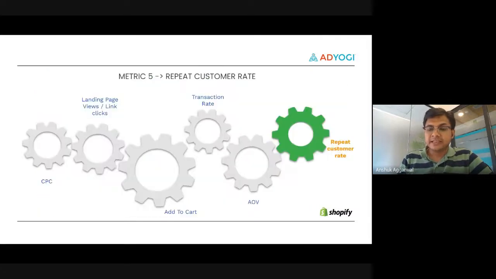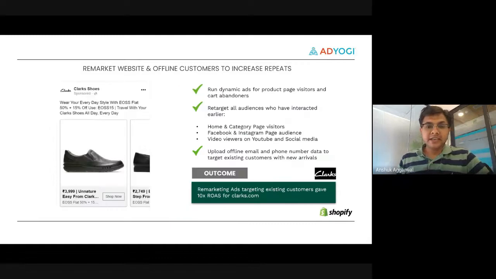And the last metric is repeat rate for today. So most of you would have come across these, not very difficult. So remarketing campaigns on Facebook and Google definitely help. But 2 points there which a lot of us miss out on. Of course, you must be remarketing your website traffic. You must be remarketing the add to cart dropouts.